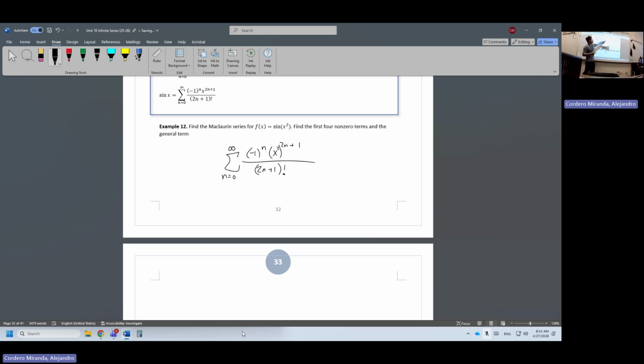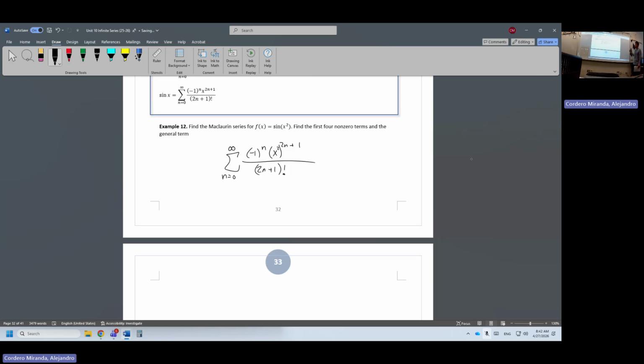Imagine doing this by hand would take so long with f of 0, f prime of 0, etc., because you'd get chain rules, then product rules with chain rules. So you don't want to do that. That's why it's good to just know these off the top of your head. So that one, done. We did it.